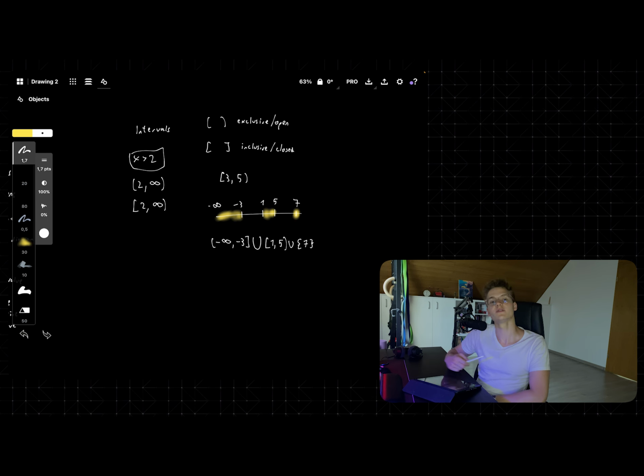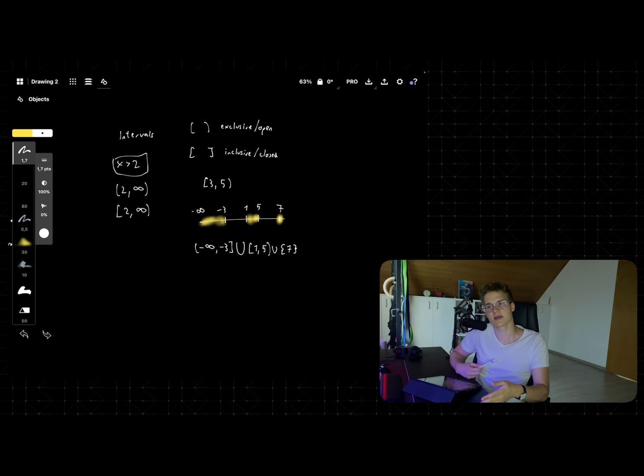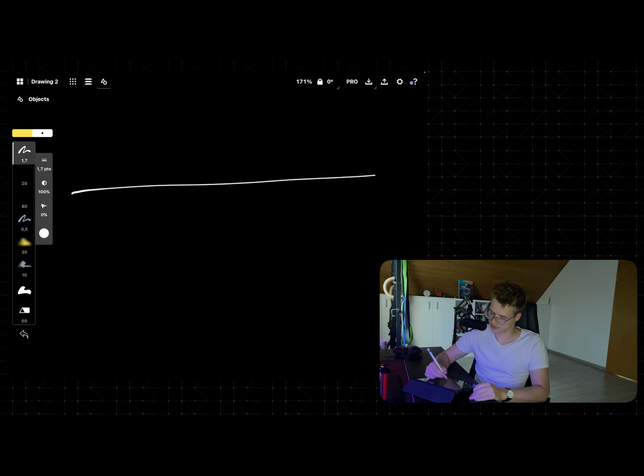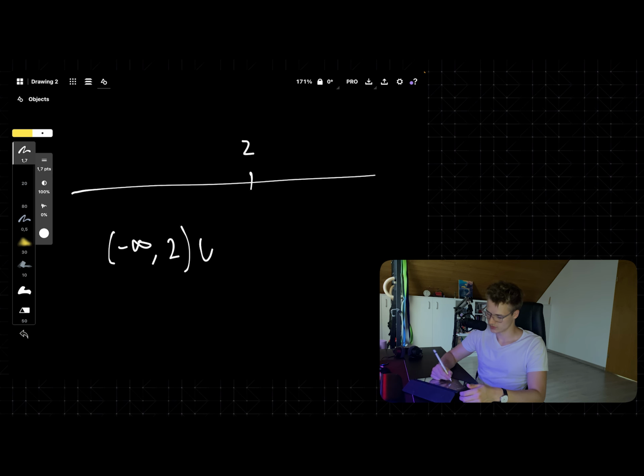Now, what if you have all of real numbers except for 2 as the solution? So you have a number line, and the solution is everything except for the number 2. Okay? What can you write? Well, you could actually have two options. You could say negative infinity and up to 2 excluding 2, union excluding 2 and infinity. That's one way to do it. The other would be to say all of real numbers without the number 2.